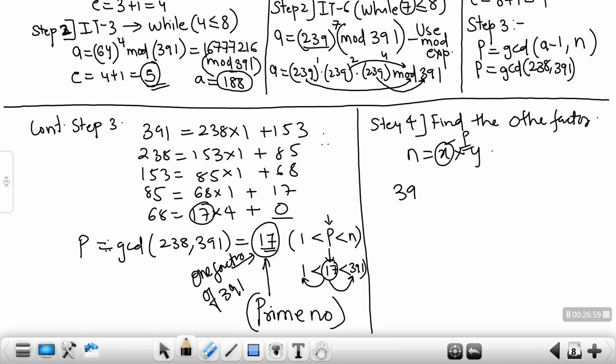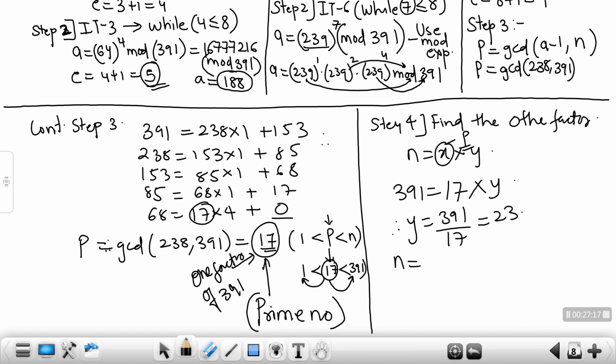So n is nothing but 391, which is given to us. One factor we have already calculated as 17. Another factor is y, which we need to calculate. Therefore, y will be equal to 391 divided by 17. The answer is 23.